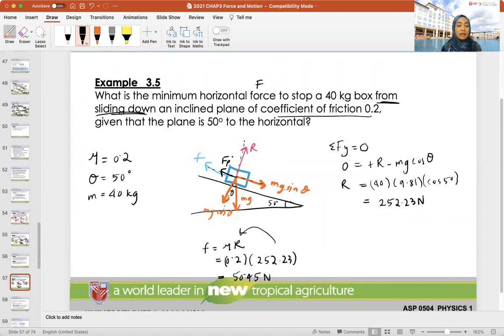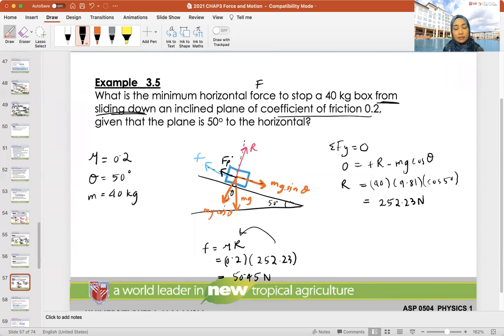However, it's saying that there exists another force that helps the friction to stay, that helps the box to stay at rest. Maksudnya dia tolong friction lah. Dia tolong friction, dia tambah force dekat arah yang sama dengan friction untuk prevent the box from sliding down.